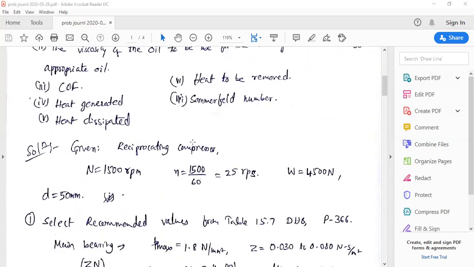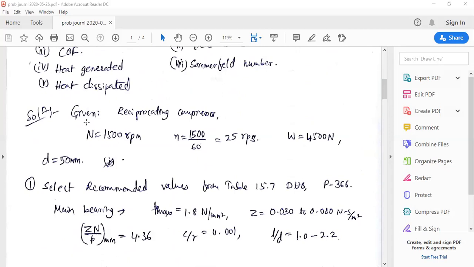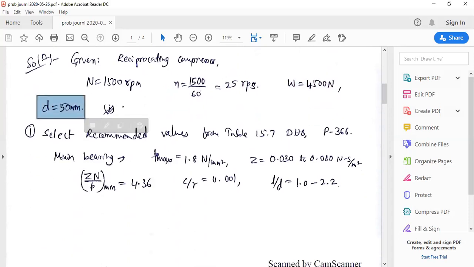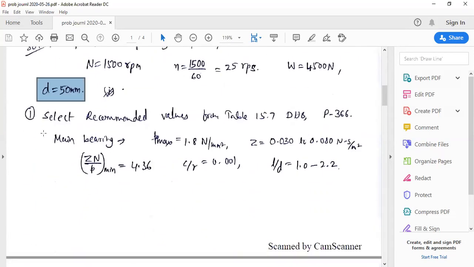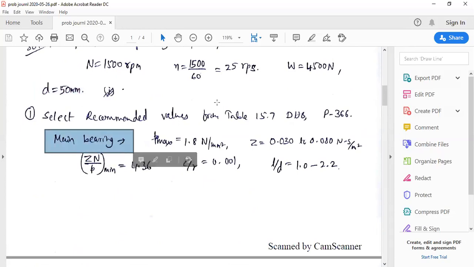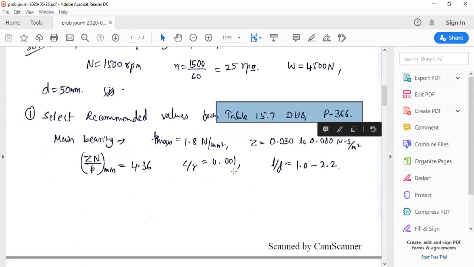So the very first step, we have to note down the given information. N is 1500 rpm. So the small n, which is in rps, N divided by 60, that is 25 rps. Load acting on the bearing is 4500 newtons, and diameter of the shaft is 50 mm. Now we have to note down the recommended values for that particular machinery. The machinery which is given here is a reciprocating compressor. So for the compressor, assume that the bearing is a main bearing itself, and refer table number 15.7 from the data handbook, page number 366. So note down all five important parameters which are recommended.